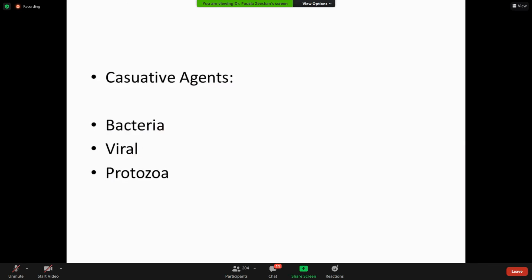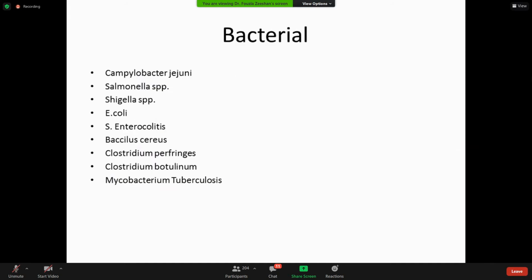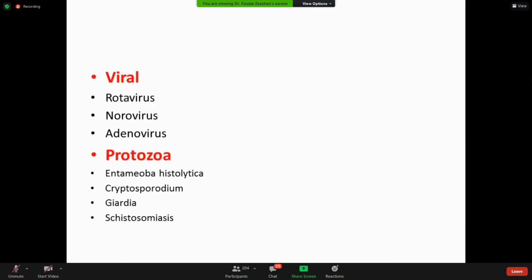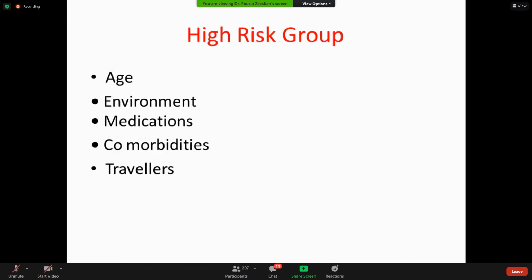Now we are discussing the causative agents. Obviously, we have bacteria, viruses, and protozoa. In bacterial causes, we have a lot of bacteria, but I am showing you here the most common causative agents like Campylobacter jejuni, Salmonella species, Shigella, E. coli, Enterocolitica, Bacillus cereus, Clostridium perfringens, Clostridium botulinum, and Mycobacterium tuberculosis. When we talk about the viral causes, they are rotavirus, norovirus, adenoviruses, and protozoa: Entamoeba, Giardia, Cryptosporidium, and schistosomiasis. The high risk group usually has the extreme age groups, like adults above 50 or the young ones.